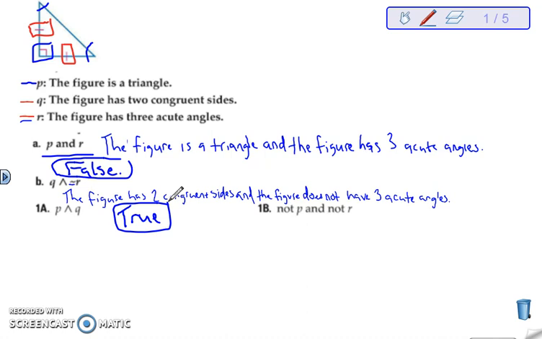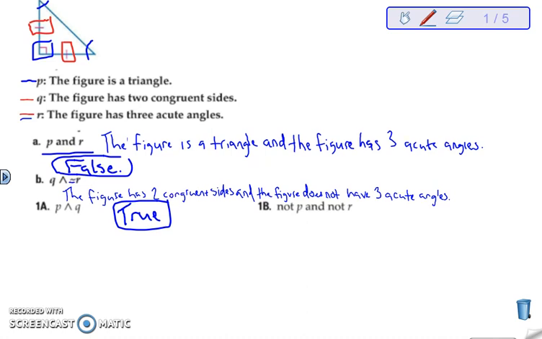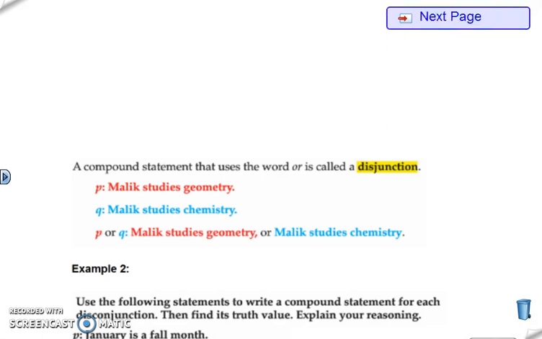All right, 1A and 1B, you can try on your own. So we got the next thing.